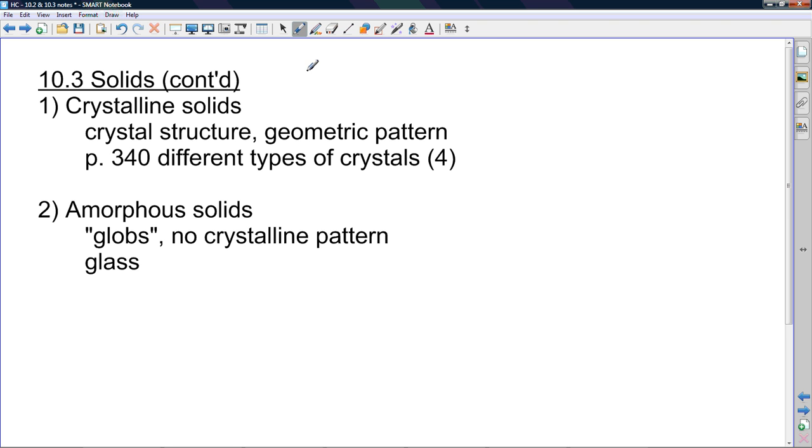If you look on page, I believe it's 339, it goes through the 7 different patterns. You're going to see trigonal, you're going to see cubic, you're going to see hexagonal. Those are the 7 different geometric shapes that crystals form, or the 7 most common patterns. Okay. Now, what types of compounds form crystalline solids? There's 4 types of compounds.